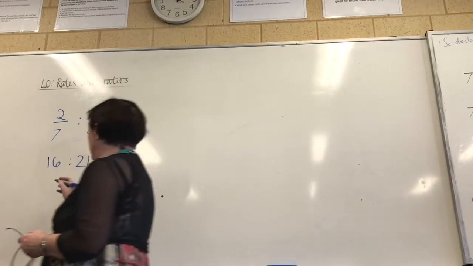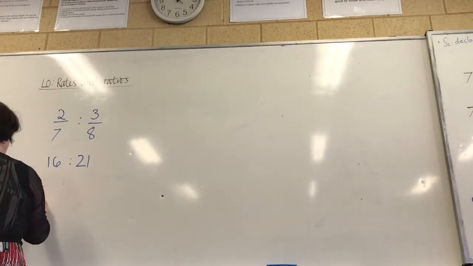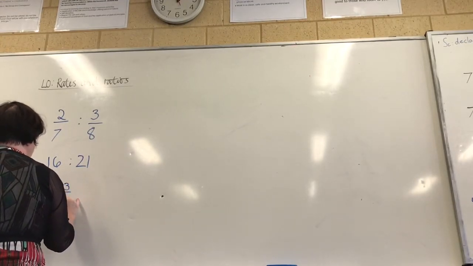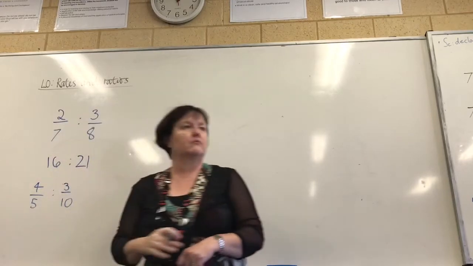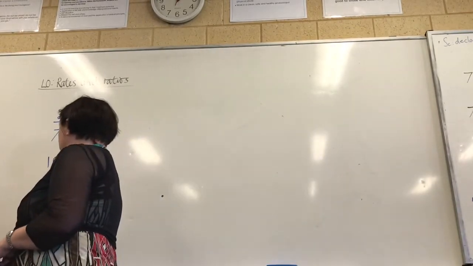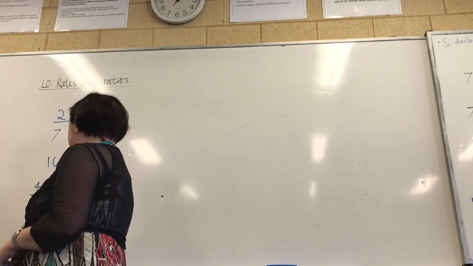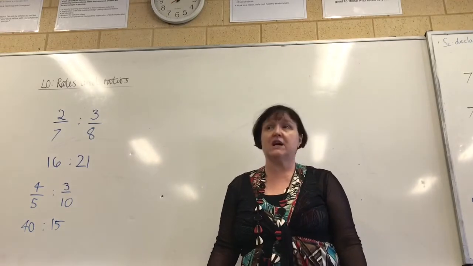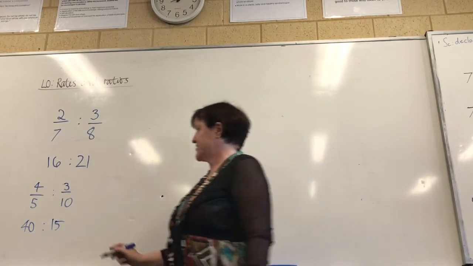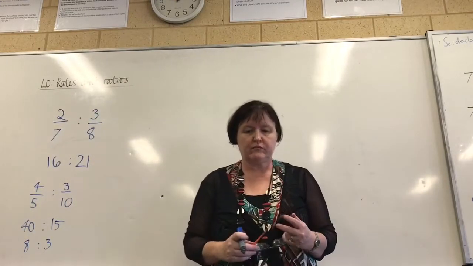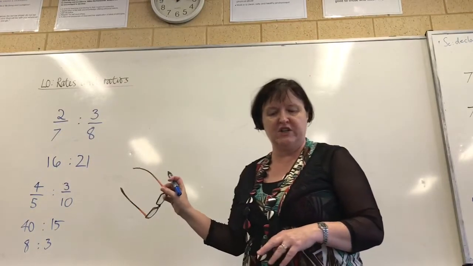So let's just do one more like that. We'll see if we can get one that we have to simplify. 4/5 to 3/10. So cross multiply again. 4 10s are 40. 5 3s are 15. So we do need to simplify then, don't we? What will it be? 8 to 3. That's right. 8 to 3. Okay, so that's when you have two fractions.